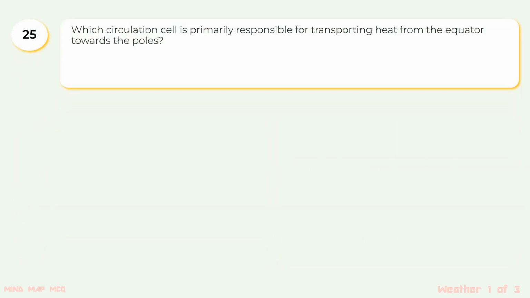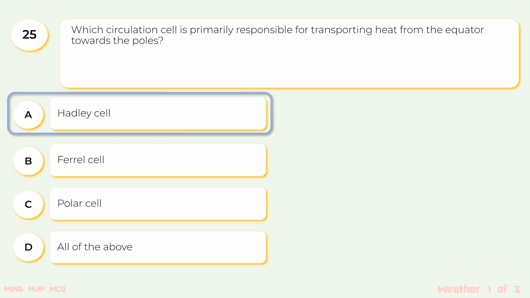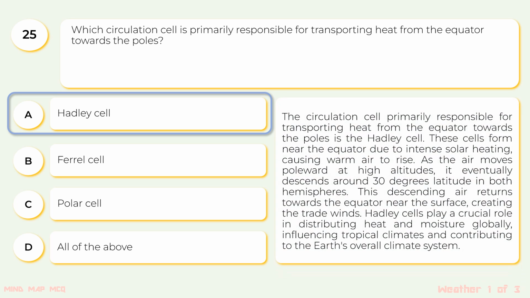Which circulation cell is primarily responsible for transporting heat from the equator towards the poles? The options are A. Hadley cell, B. Ferrel cell, C. Polar cell, D. All the above. The correct option is A. Hadley cell. The circulation cell primarily responsible for transporting heat from the equator towards the poles is the Hadley cell.